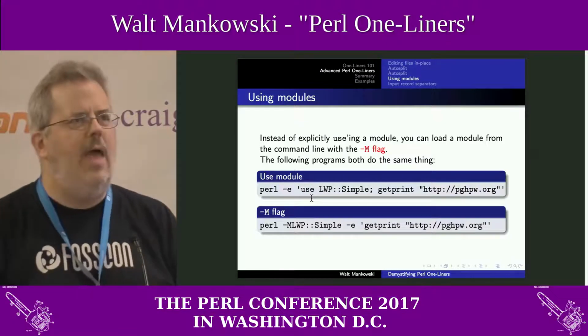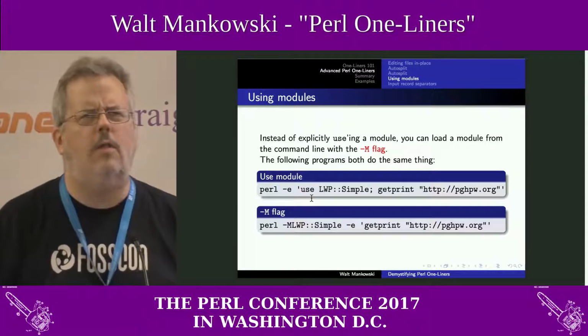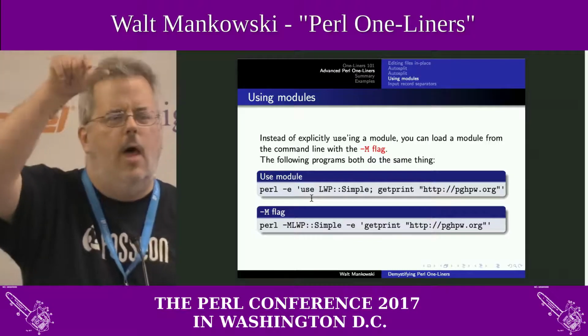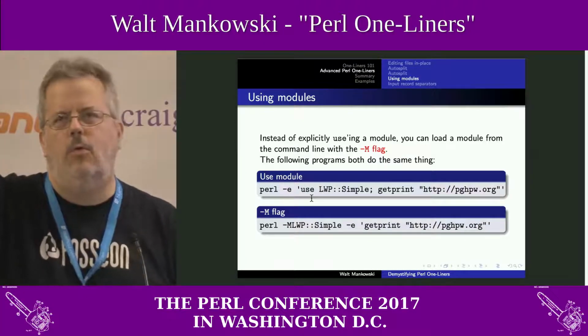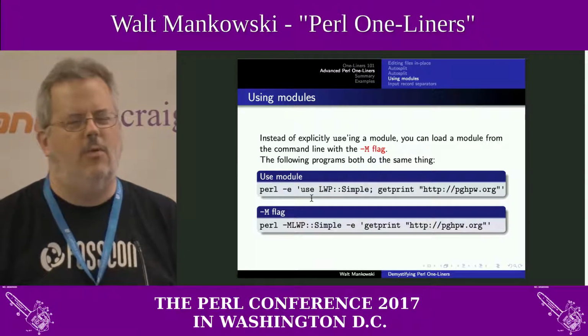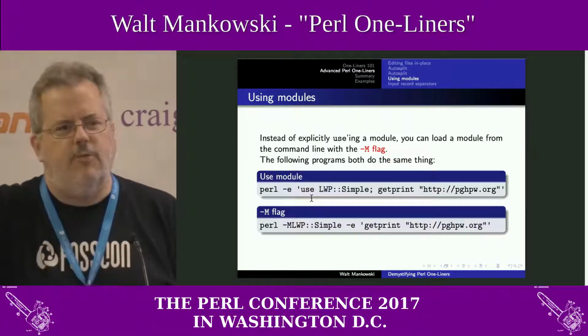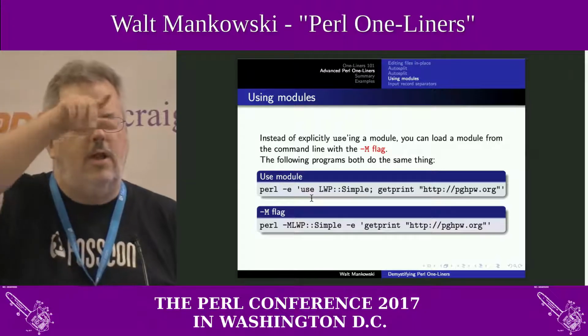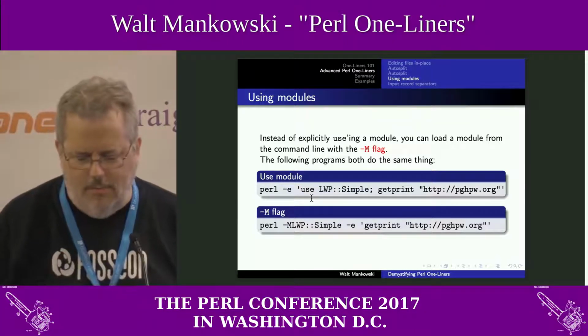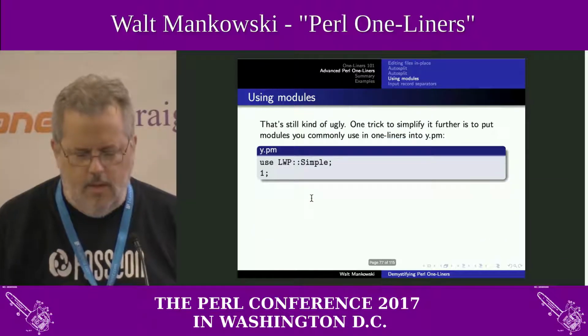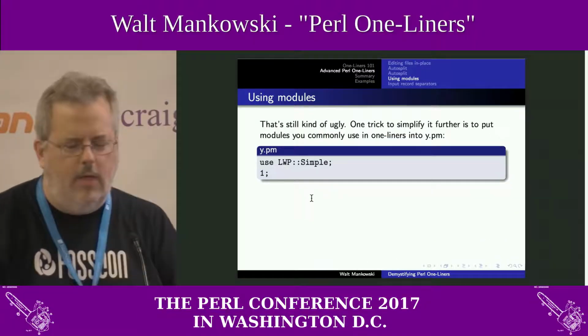You can do that. If you want to pass parameters in, like where you normally say List::Util and then qw, shuffle, you put an equal sign instead to separate them. Yeah, I should have an example of that, but I don't. Okay, so that's still a little bit ugly.